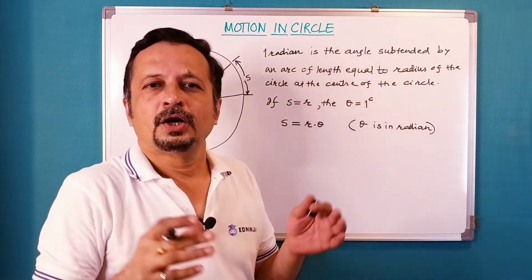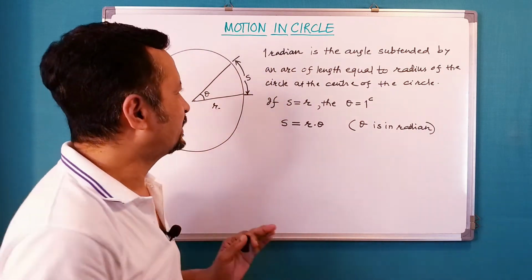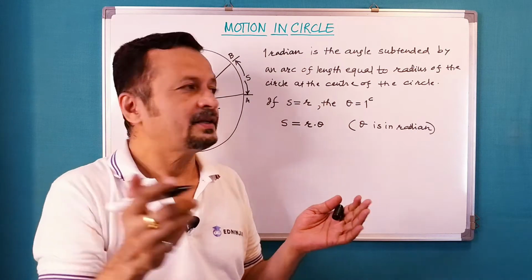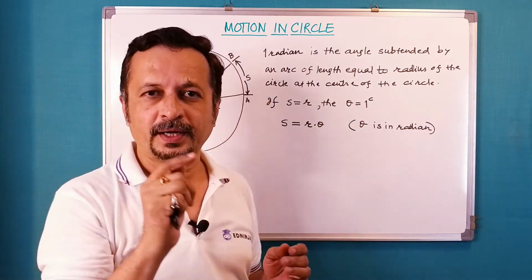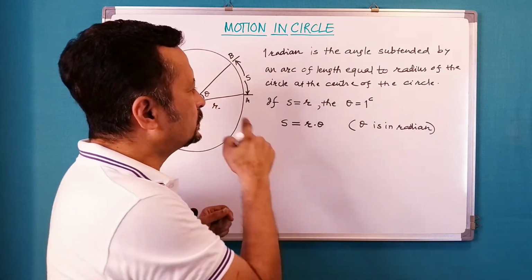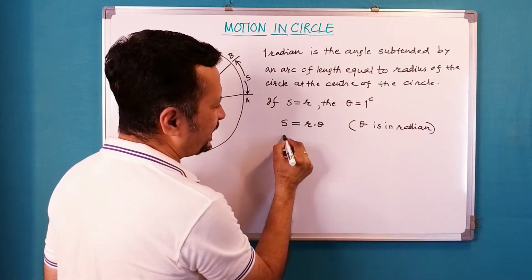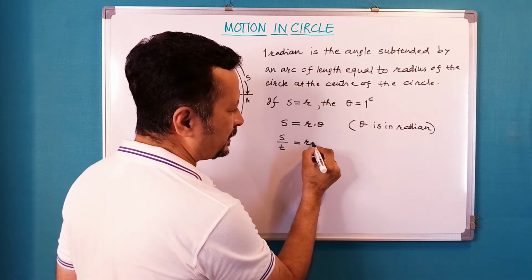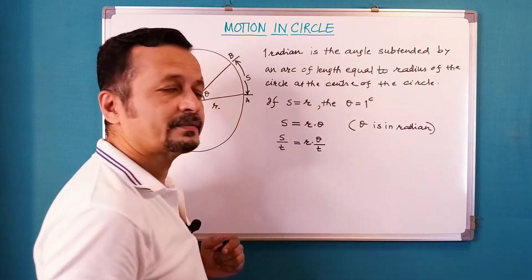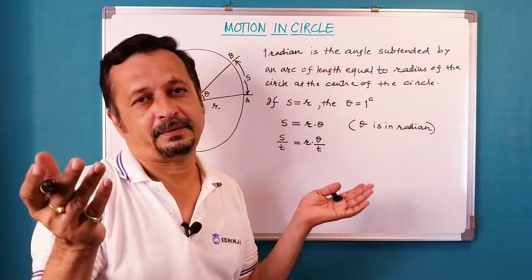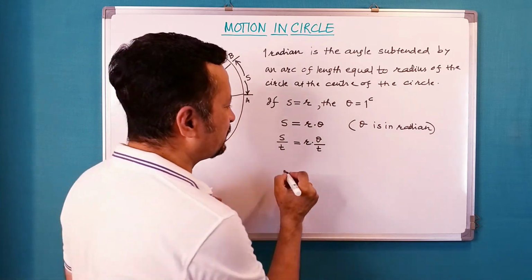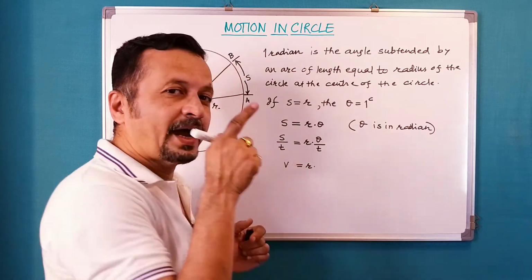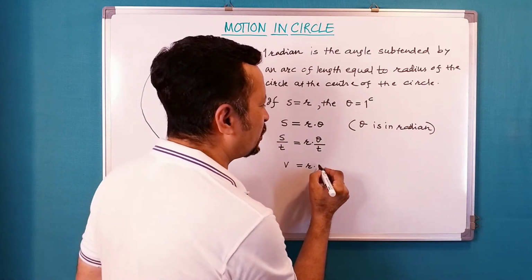Now let us imagine that from point A to point B, what is the distance that I traveled? I traveled the distance equal to S, and that happened in time t. So if I divide this S by t, then that would be equal to R into theta upon t, isn't it? I am dividing both the sides by time. But then what is distance upon time? Is it not my velocity, linear speed? And so R, my radius is not changing, and the angular displacement divided by time, is it not our angular velocity?